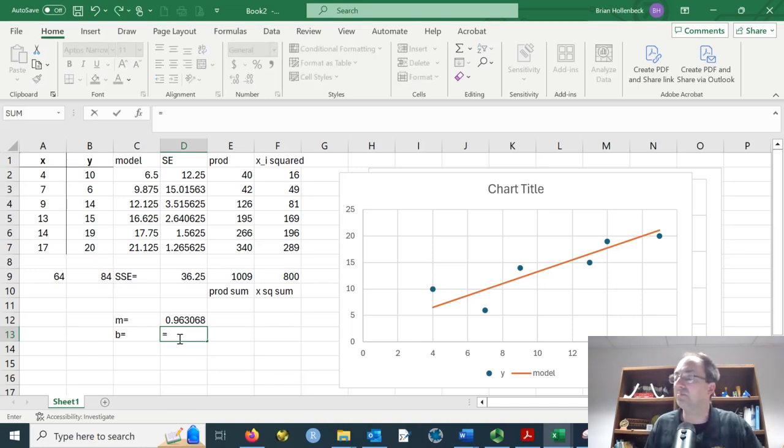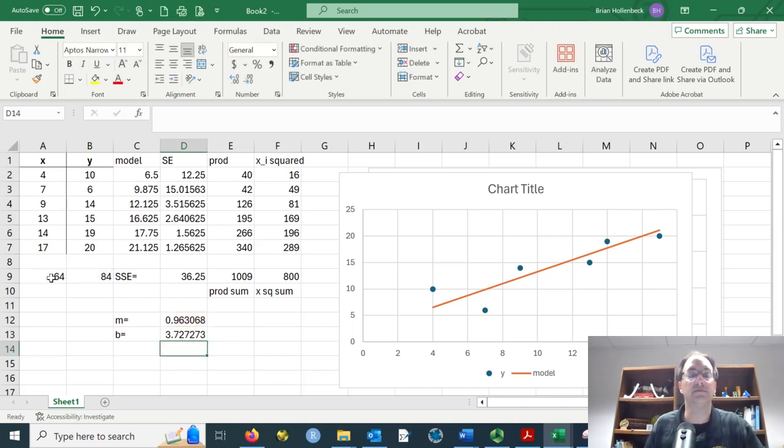And then we can do the same thing for b. It's the sum of the yi's minus whatever we found for m times the sum of the xi's divided by 6, since we have 6 data points.